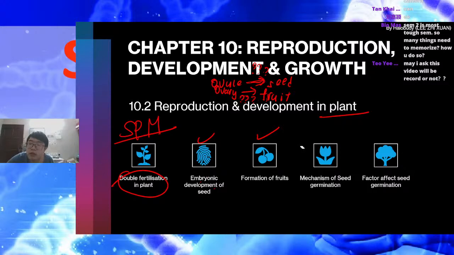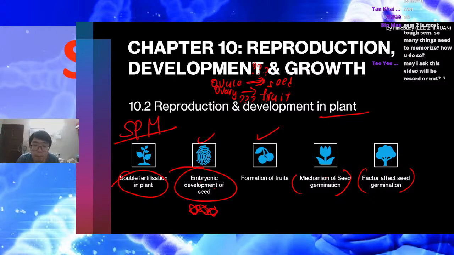But you have to know the mechanism. How the seed can germinate. And then also the factors that affect seed germination. So this is a totally new topic to you. Especially for this one, it can be a bit difficult. This one is also a bit difficult. Just a little. Not very difficult. Just a little, no need to worry. Okay, so this is for plant.